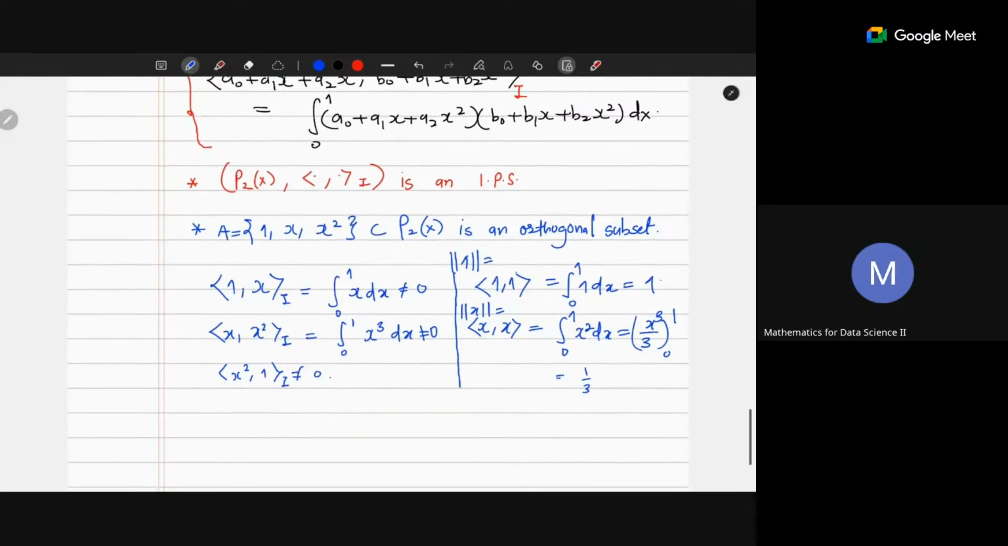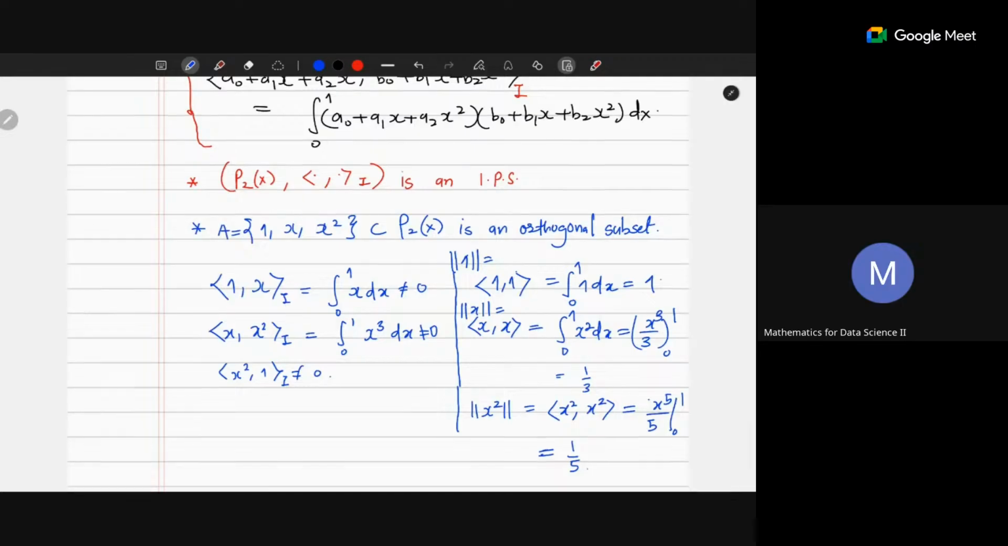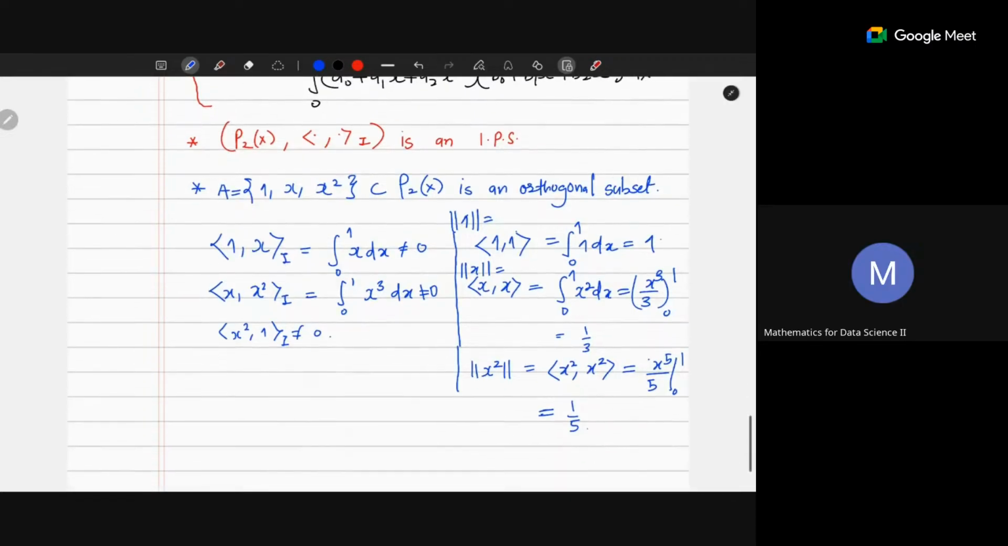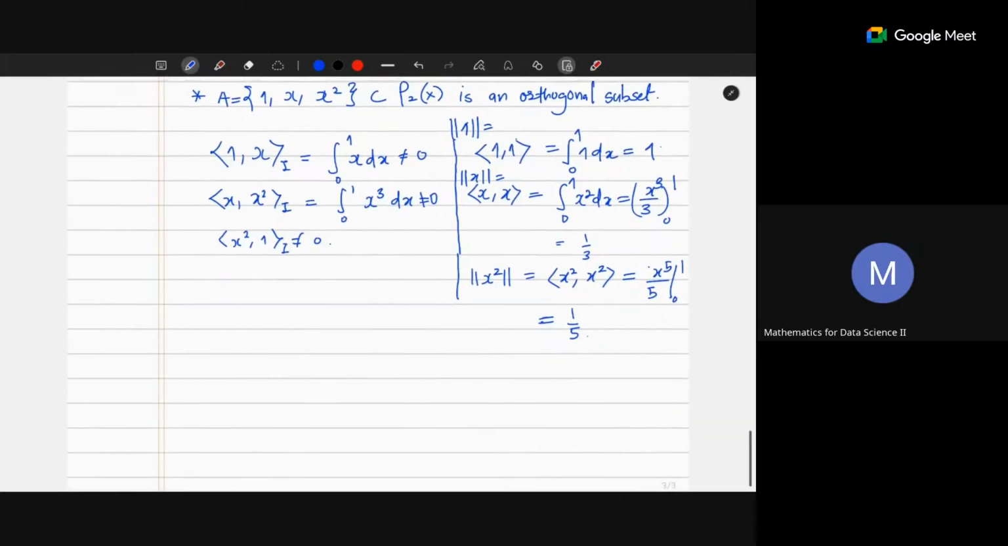All right. And similarly, for x² you can also calculate that as well. It is going to be x to the power 5 by 5, 0 to 1. It is going to be 1 by 5. All right. So they are not unit vectors, and they are not orthogonal to each other mutually.